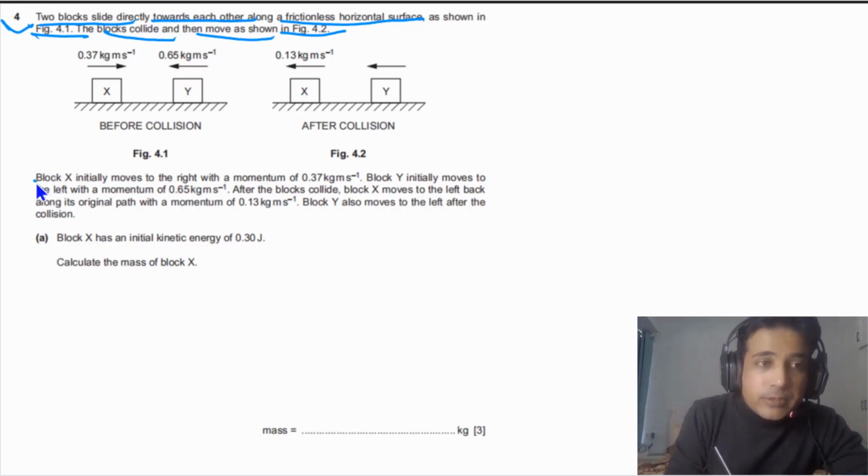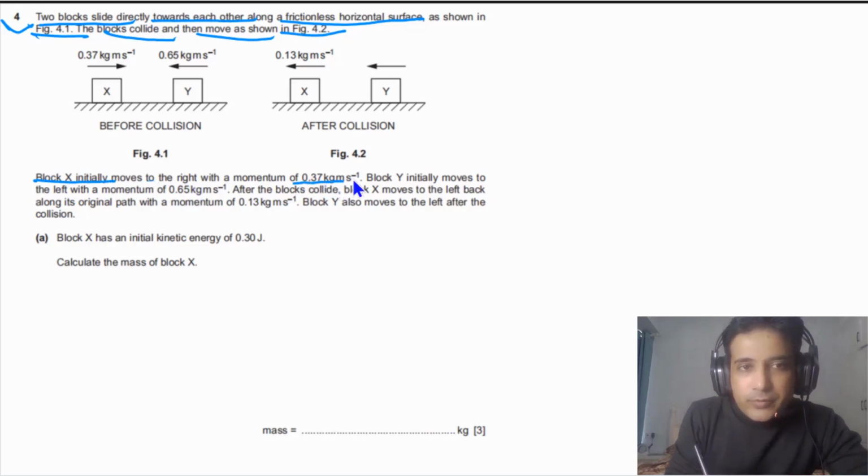It is given that block X initially moves to the right with a momentum of this, and block Y initially moves to the left with this momentum. After the blocks collide, block X moves to the left back along its original path with a momentum of this. So this is the momentum of block X. Block Y also moves to the left after the collision.